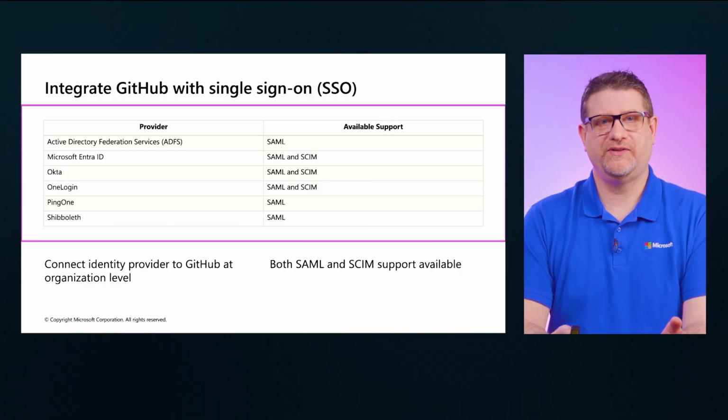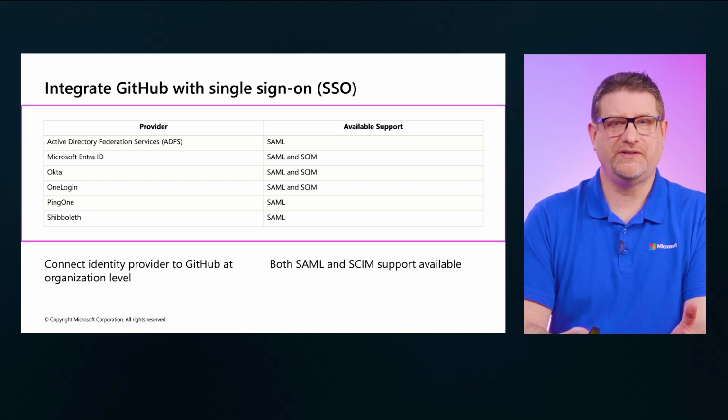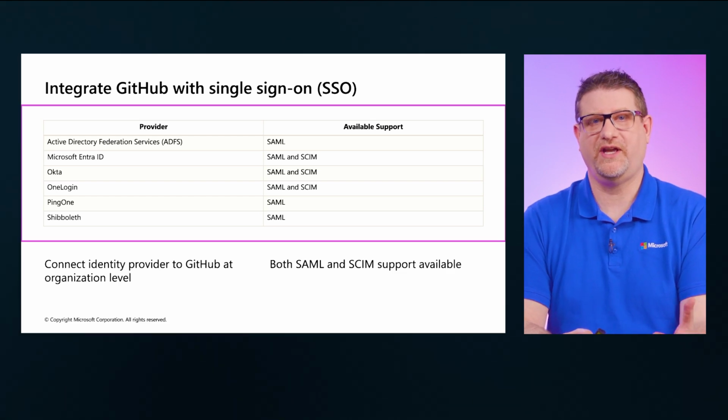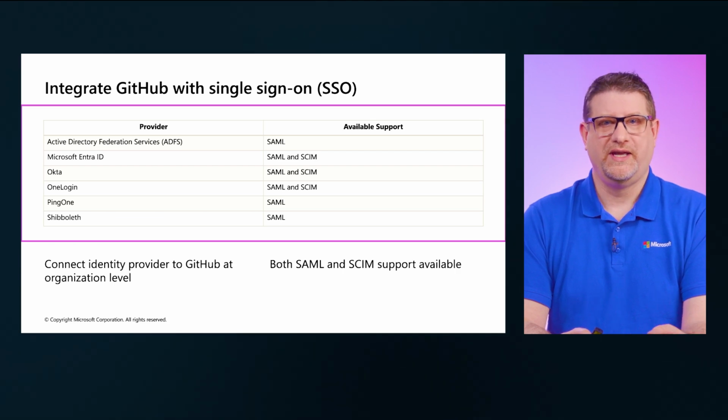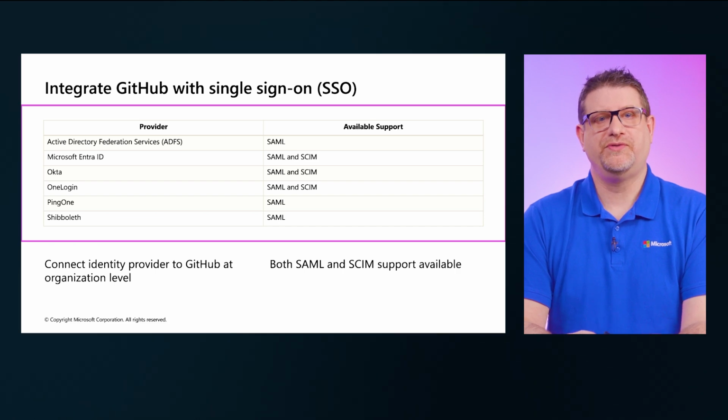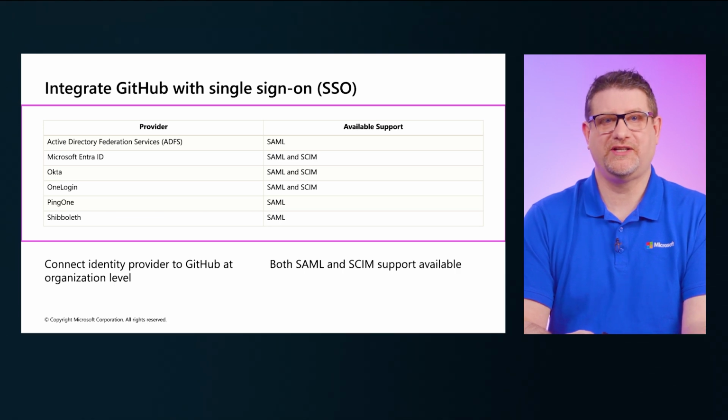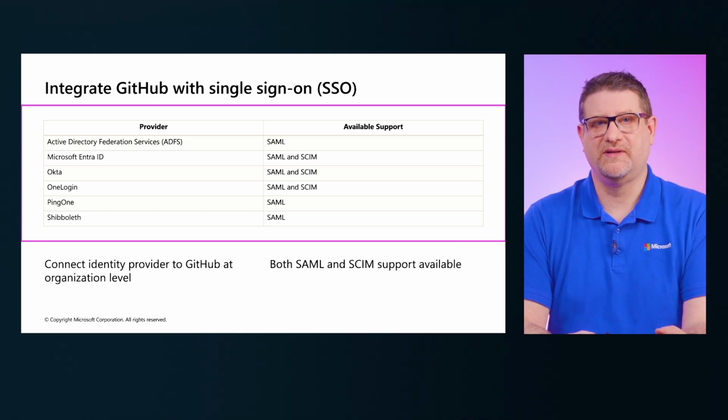Integrating GitHub with single sign-on means connecting our organization's identity provider like Microsoft's Entra ID, Okta, or Active Directory Federation Services directly to GitHub. This setup allows users to access GitHub using their existing work credentials and streamlines the login process and improves security. Both the SAML and the SCIM protocols are supported depending on the provider, making it flexible for different enterprise environments.